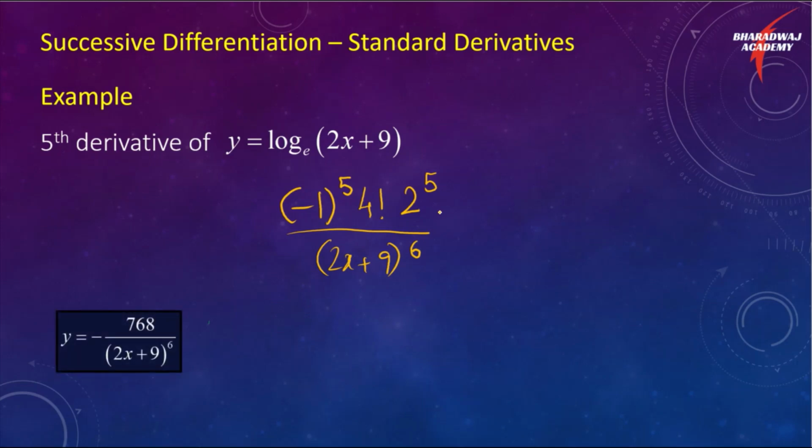Observe the minus sign here. We get the minus sign because minus 1 is raised to an odd number. If it was raised to an even number, we would have got plus in the answer. So this is kind of a check to see whether you are right or you are wrong.